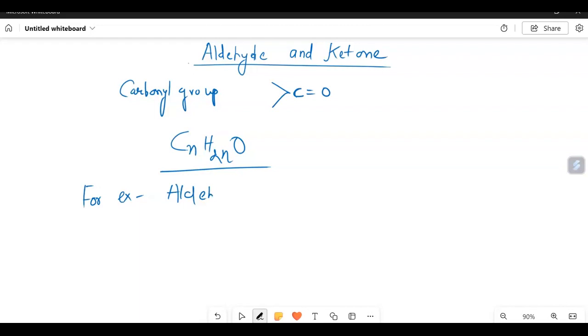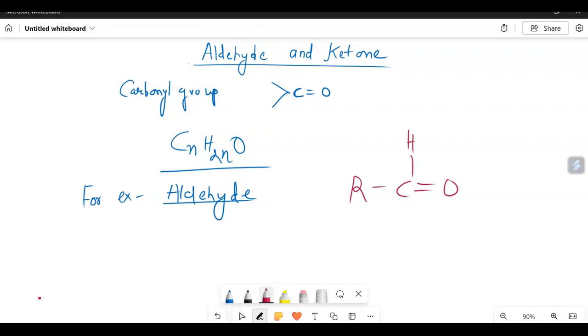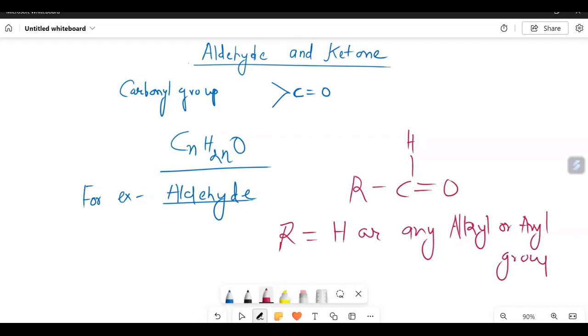Aldehyde. So it looks like that: R C H double bond O, in which R can be H also, or any alkyl or aryl group. Have you heard about aryl group? So the alkyl group, aryl group, it can be anything.